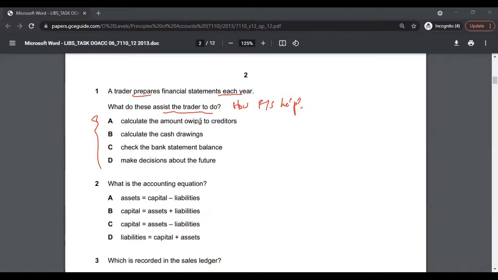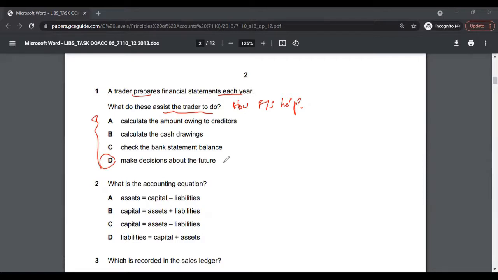Option A, calculate the amount owing to creditors. Yes, this is possible. Calculate the cash drawings. Yes, this is possible too. Check the bank statement balance. This is possible too. Lastly, make decisions about the future. The answer to multiple choice 1 is option D, because this is the most correct, the closest option.